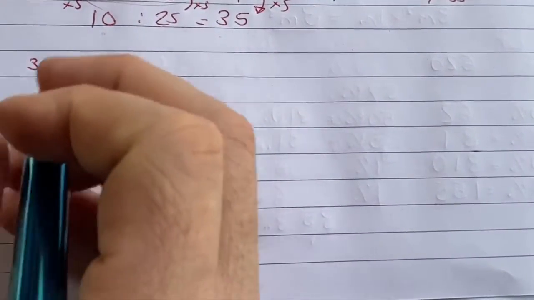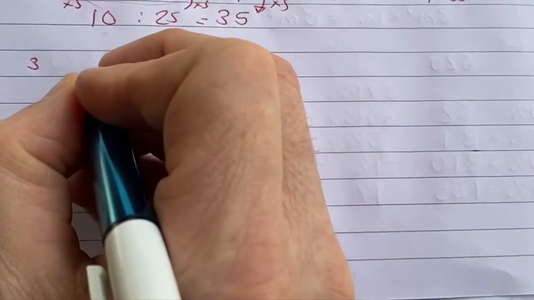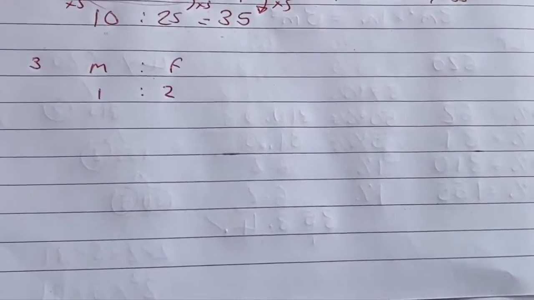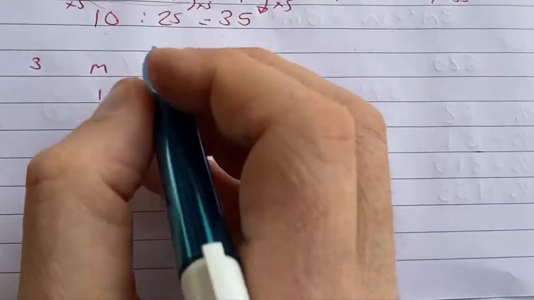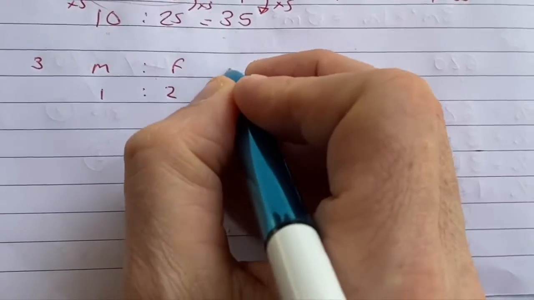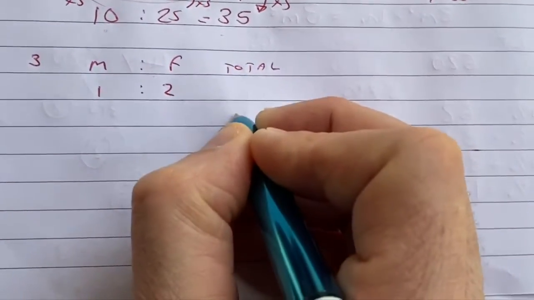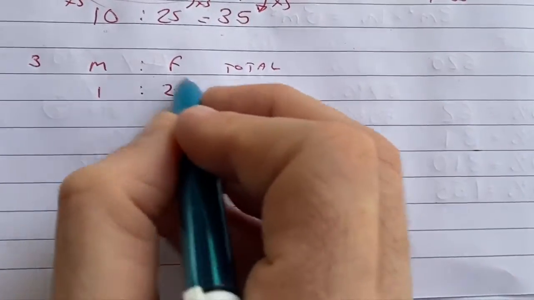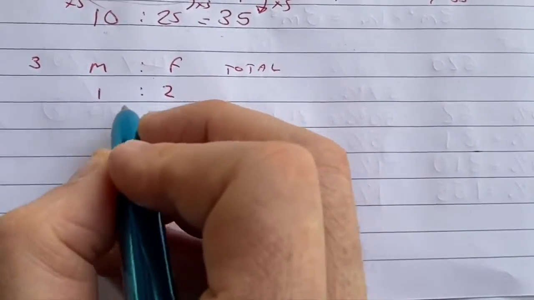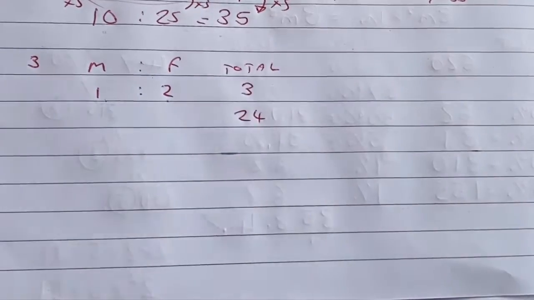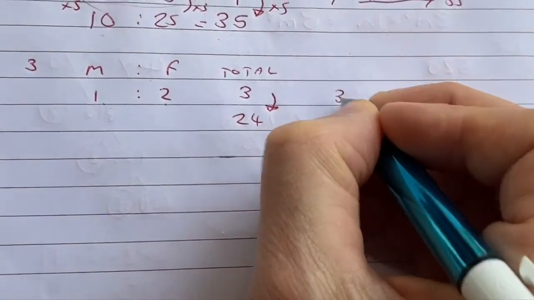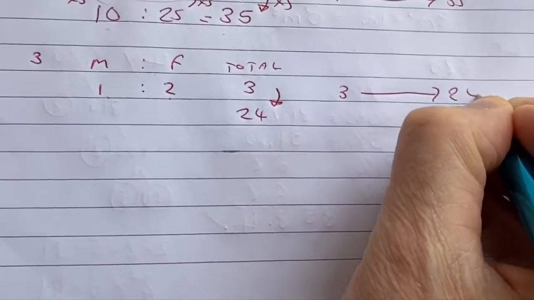Perfect. Davina's group, there is 1 male to every 2 females. And there are 24 people in total. So in my total bit, there are 24 people. Let's have a look. Well, how many in this first round of sharing the people out? We've got 1 and 2, so total was 3 in that first round. So how have I got from 3 to 24?